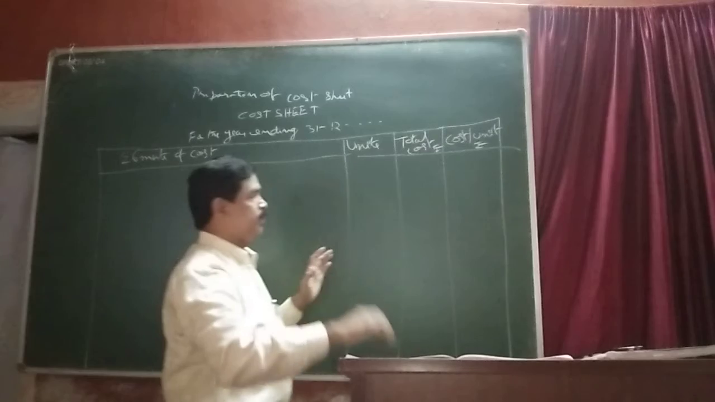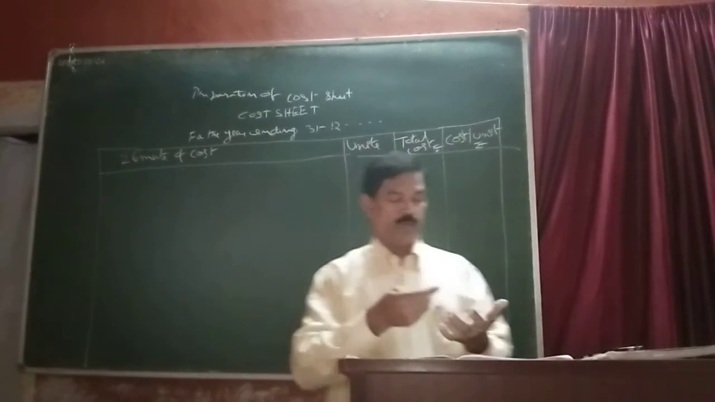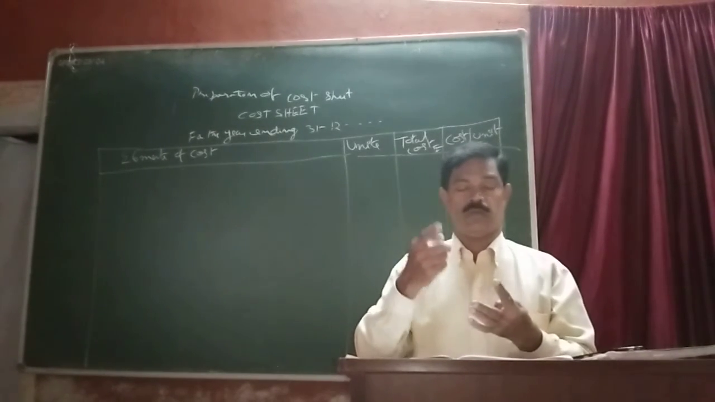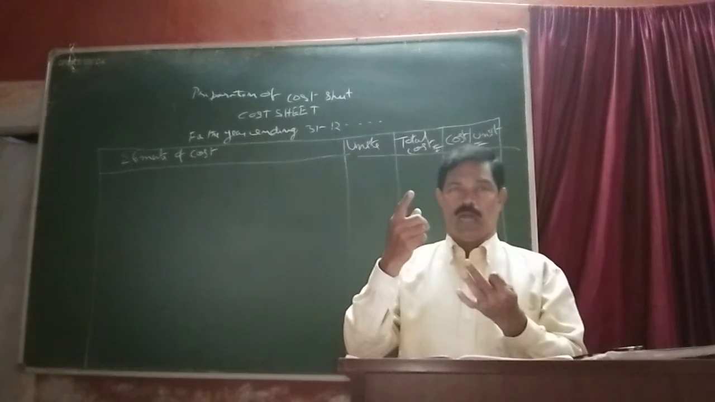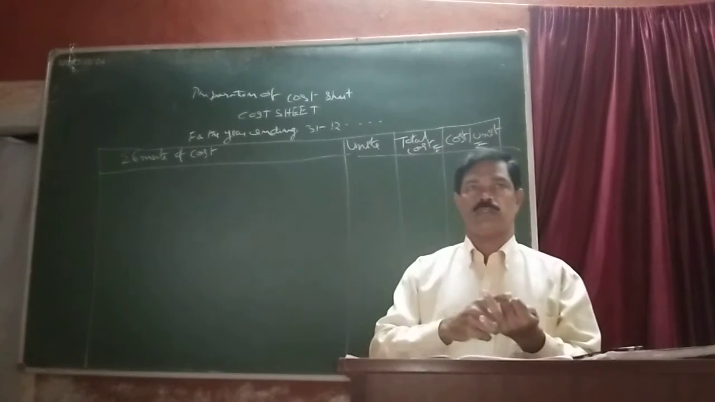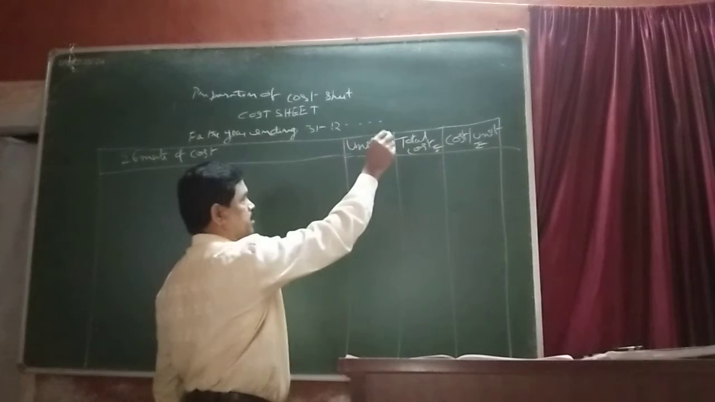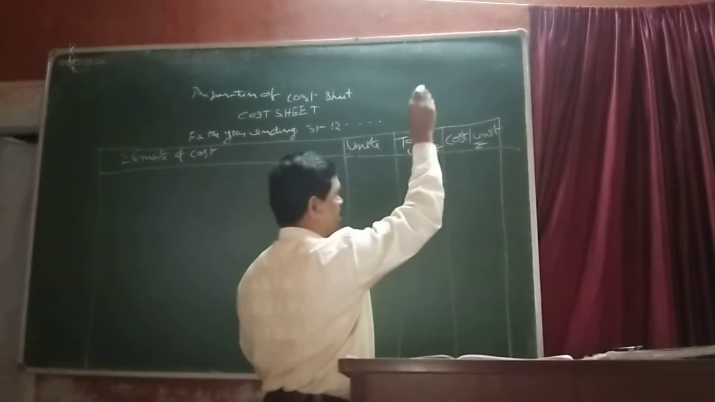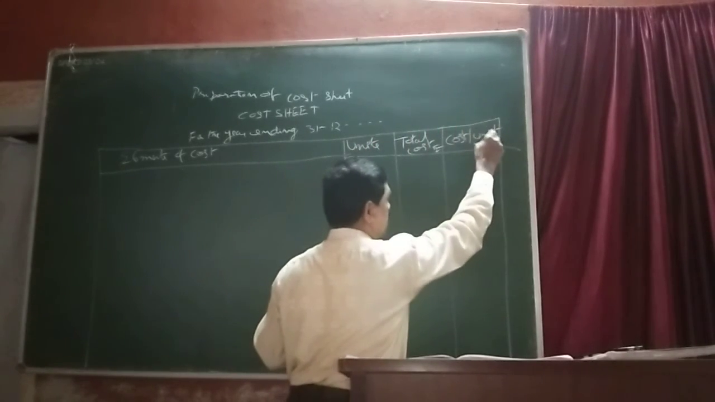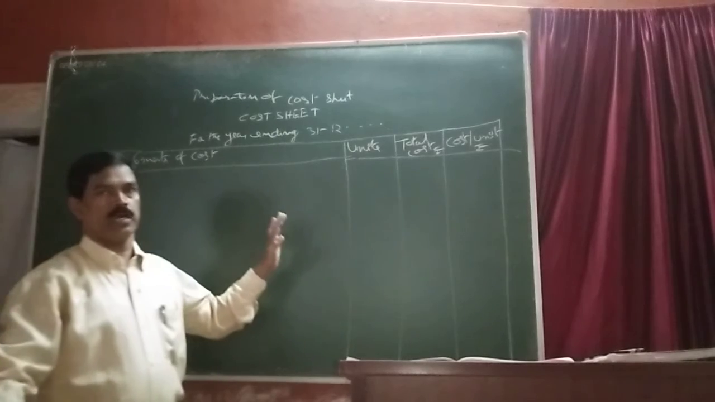Then while preparing the cost sheet, we take into account units, we take into account the total cost, and we also calculate the unit cost. So for that purpose, you have to provide columns. One is the units column, another one is the total cost column, another one is the cost per unit column. These are very essential.